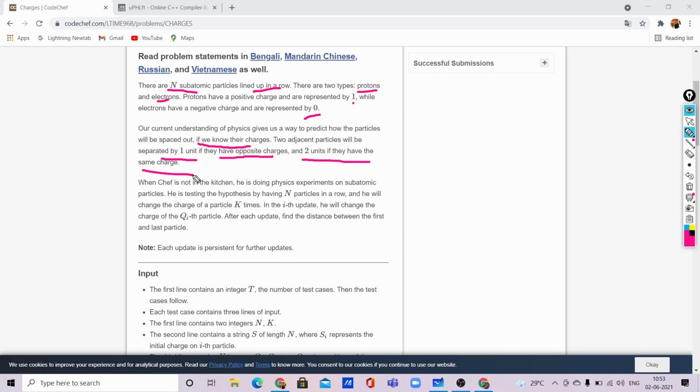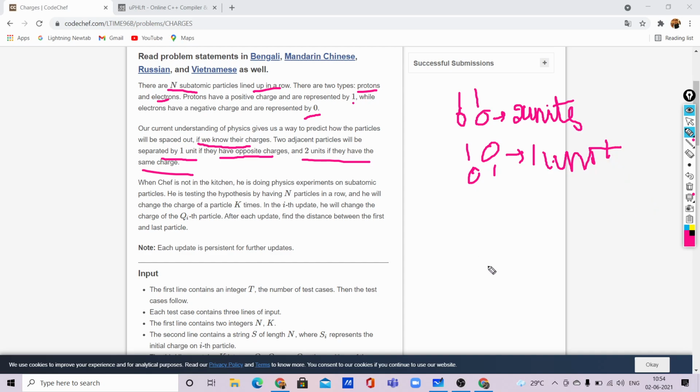What he means is, if 0 0 is given, then they are separated by 2 units, and if 1 comma 0 or 0 comma 1 is given, they are separated by 1 unit, and 1 comma 1 or 0 comma 0, they are separated by 2 units. Okay, 1 comma 0 and 0 comma 1 are separated by 1 unit. Okay, let us go into the problem now.